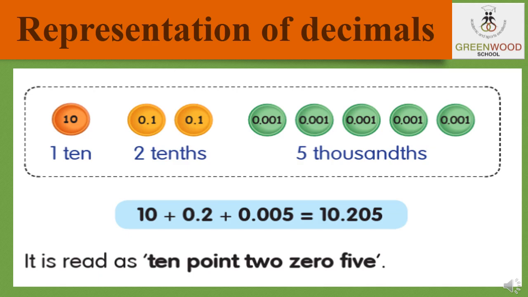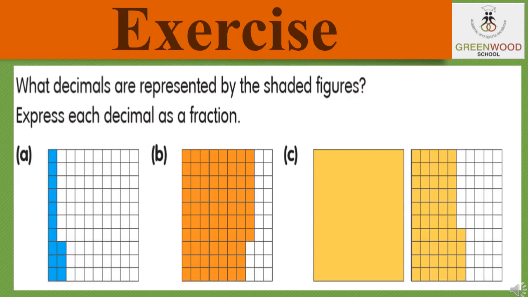Second example, 10, that is 1/10. 0.1, 0.1, 2/10ths, and 0.001 5 times, that is 5 thousandths. So 10 plus 0.2 plus 0.005, which is equal to 10.205. Next is exercise. What decimals are represented by the shaded figures?